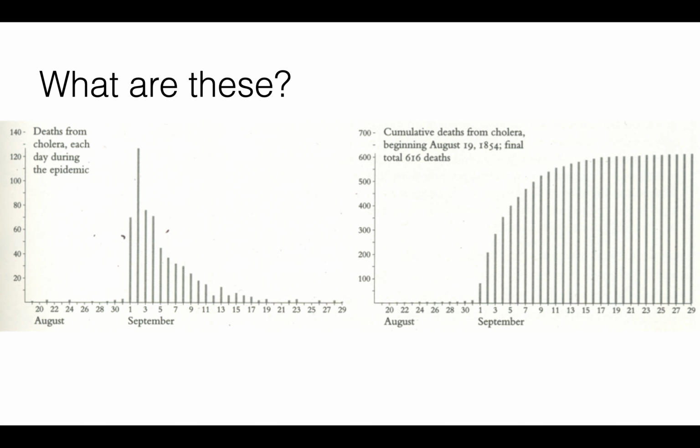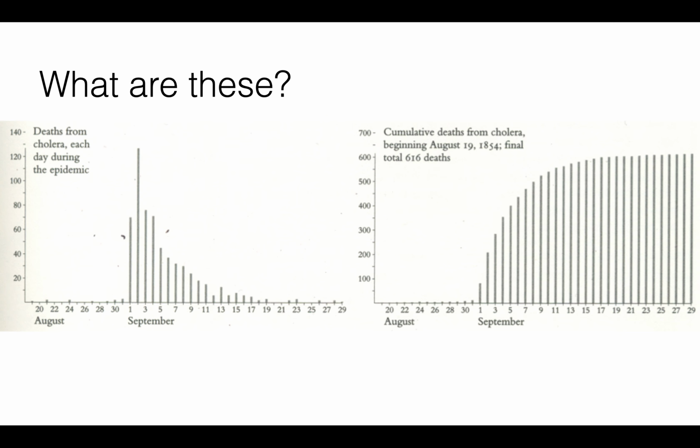What are these two things on the left and right? Think about it. There are two bar charts. The one on the left is basically a frequency of deaths over time. On the x-axis, it's dates from August 20th to late September. On the y-axis, it's the number of deaths over time. As you see here, the number of deaths is very few in late August. It peaks really quickly around September 1st. Then September 2nd, it peaks around 130 and then quickly goes down.